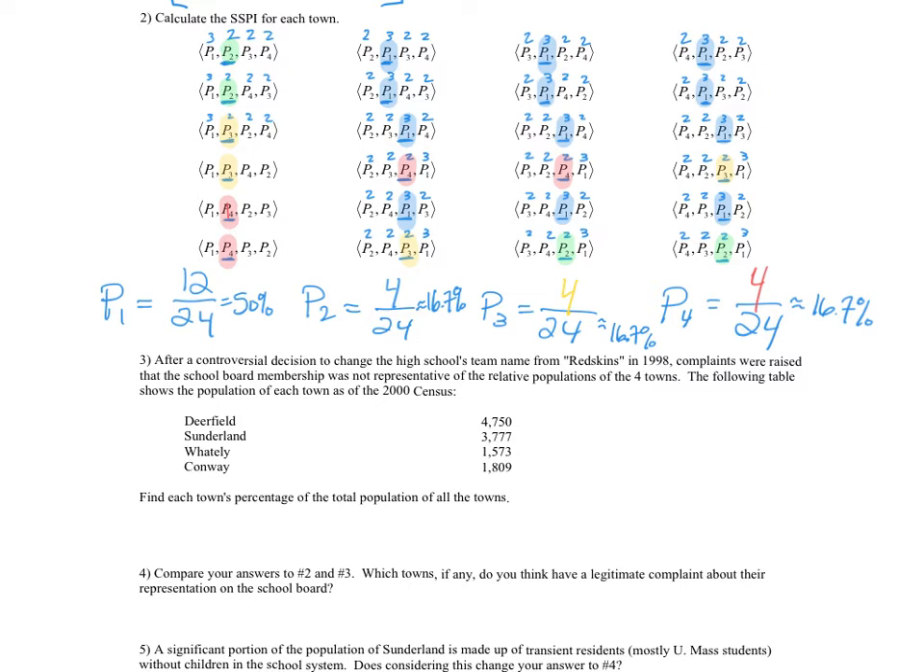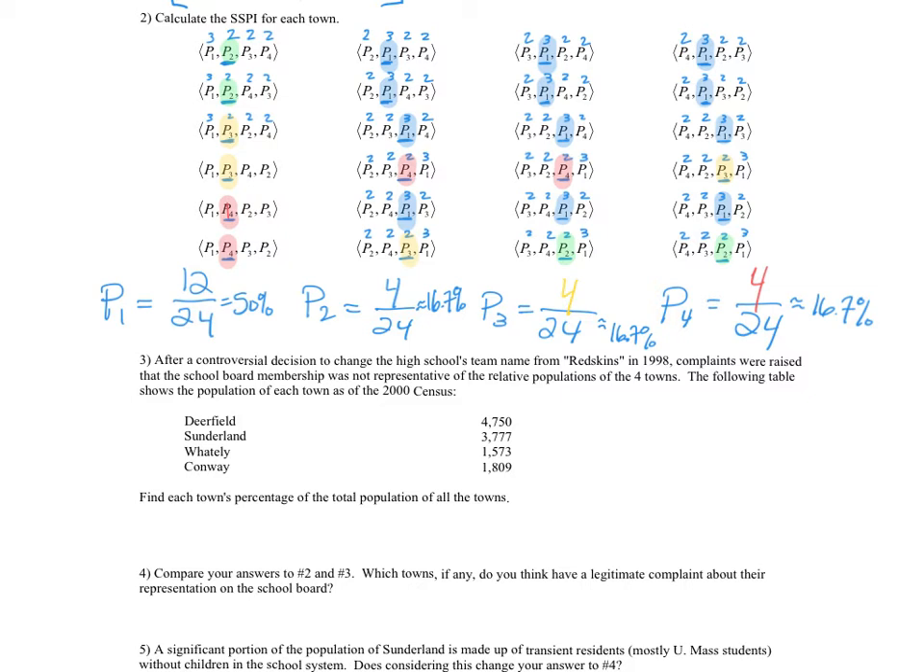Okay, so number 3, a controversial decision to change the high school's team name from Redskins in 1998 caused complaints to the school that the school board membership was not representative of the relative populations of the 4 towns. So this table shows the population of each town as of the 2000 census. We're going to find each town's percentage of the total population of the towns.